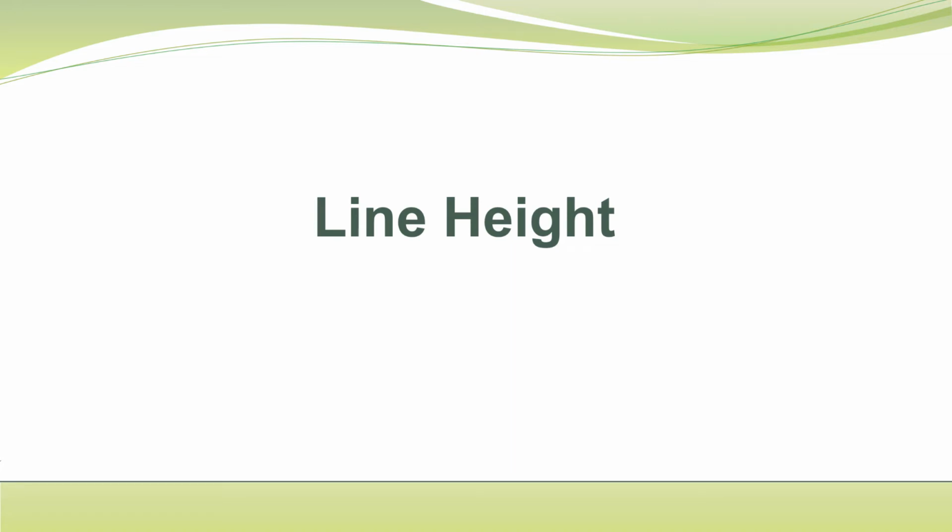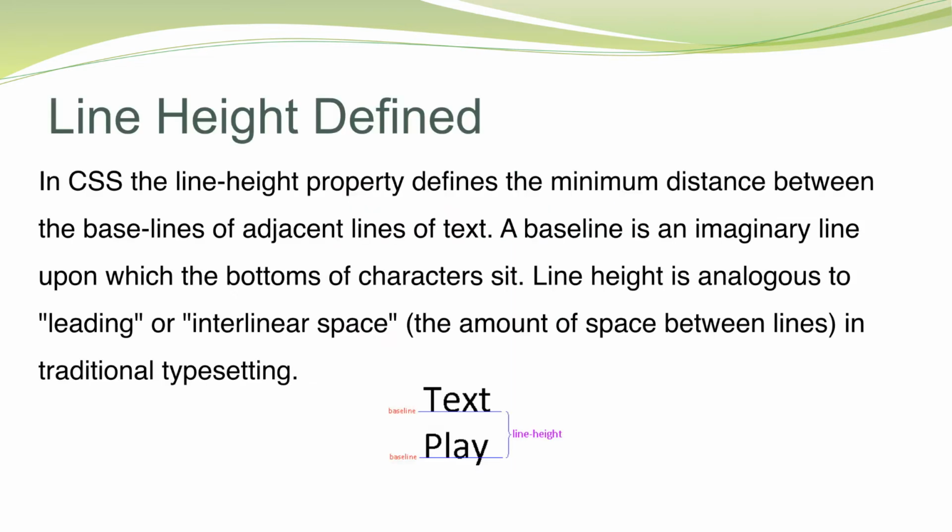In this video, we're going to look at line height. In CSS, the line height property defines the minimum distance between the baselines of adjacent lines of text. A baseline is an imaginary line upon which the bottoms of characters sit. Line height is similar to leading or interlinear space, the amount of space between lines, in traditional typesetting.